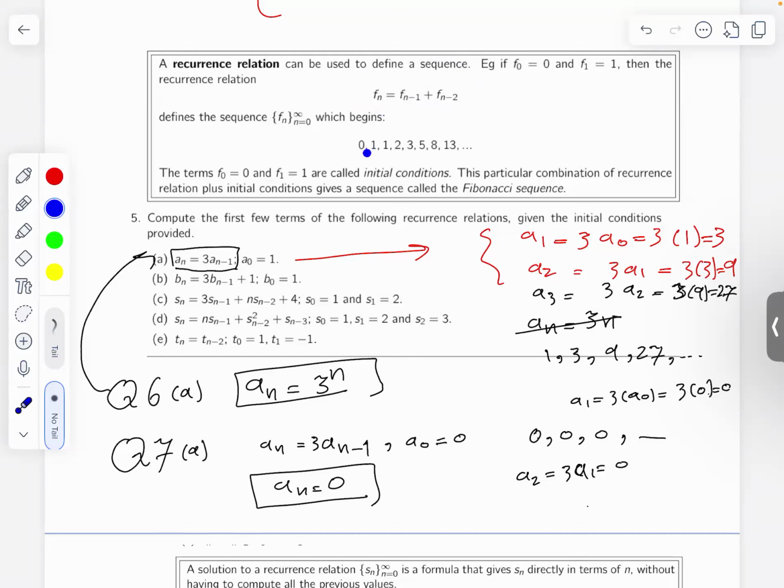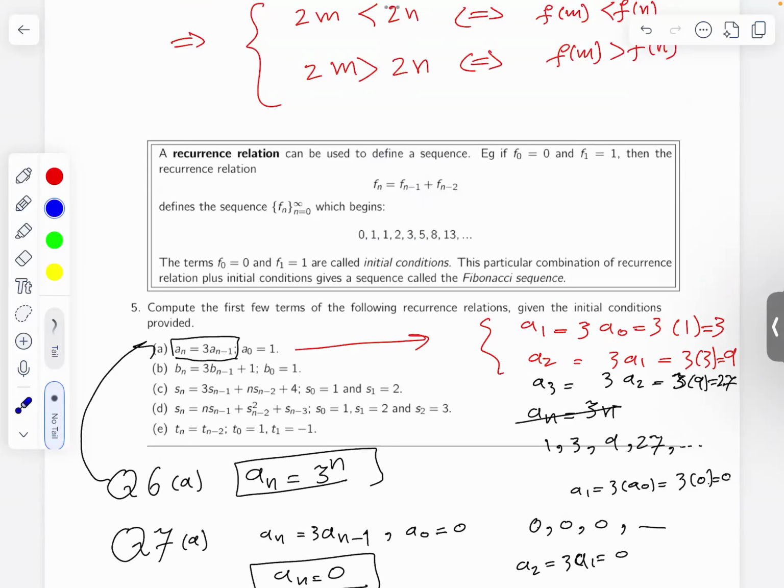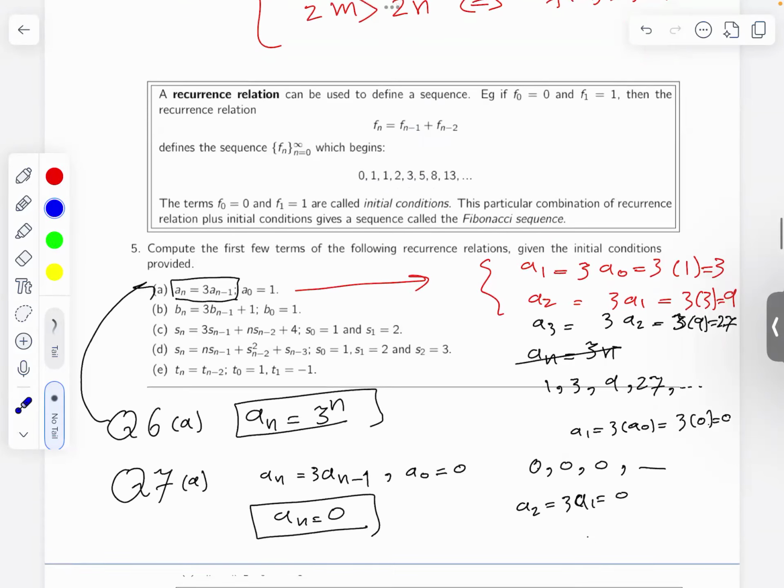So 0, 1. 0 plus 1 is 1. 1 plus 1 is 2. 2 plus 1 is 3. 3 plus 2 is 5. It's like this one. It works like this. So recurrence depends on the previous terms. You can write it, but sometimes it's possible to solve it. What does it mean? You can have the explicit version, which only depends on n.